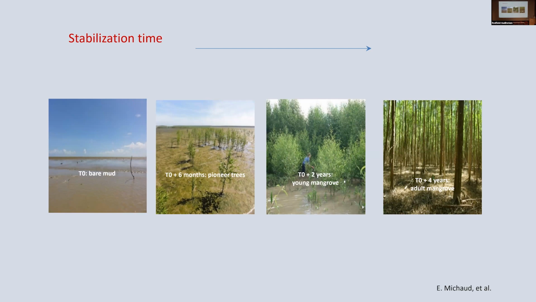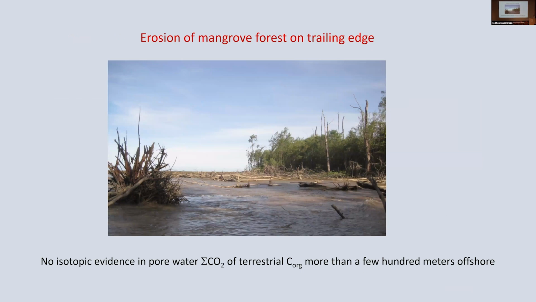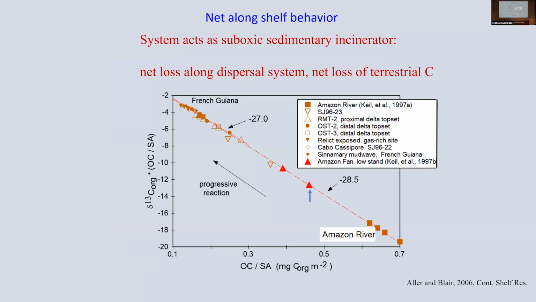So it's a stabilization time, and then it all goes away. It all gets eroded and injected back into the ocean and moved down the coast. And all this terrestrial carbon in mangrove trees gets eroded and sent as debris just offshore, a few hundred meters. And the amazing thing is, if you go into the pore water, you can't see much evidence at all for terrestrial carbon. The pore water remineralization patterns show you that the system is dominated by marine carbon.